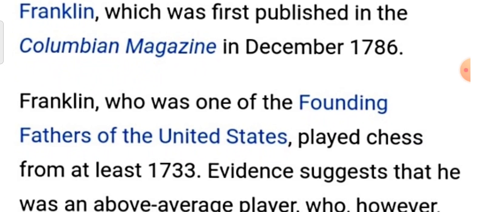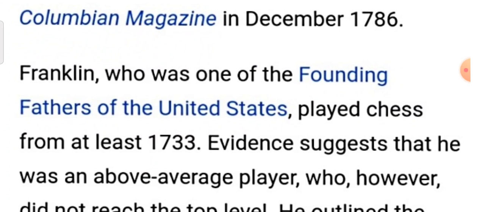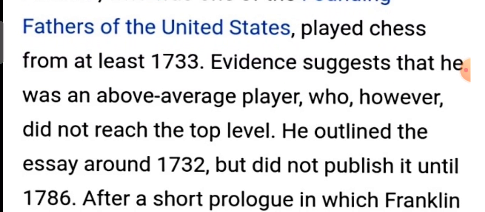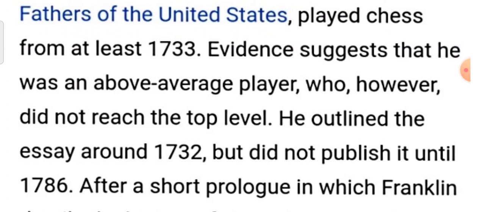Now, what does he write in this chapter? Now, first of all, about Benjamin Franklin. He was one of the founding fathers of the United States. He played chess from at least 1733. Evidence suggests that he was an above average player, but he never reached the top level. He was an above average player. That means what? He played very well, but still he never reached the top level of the game.